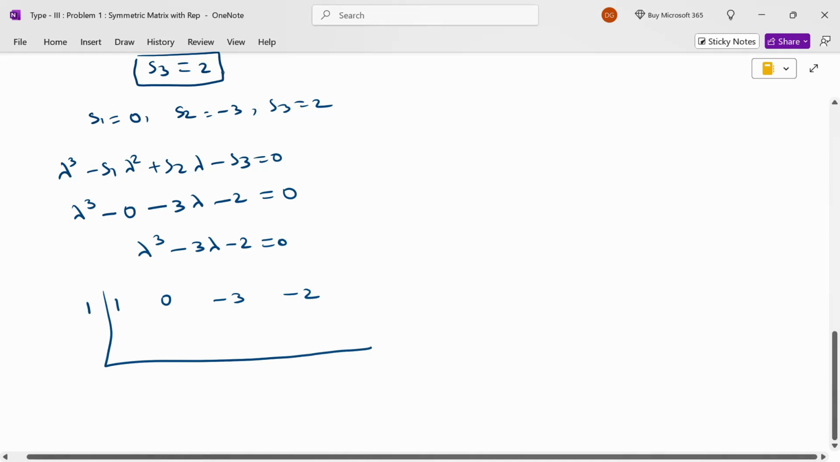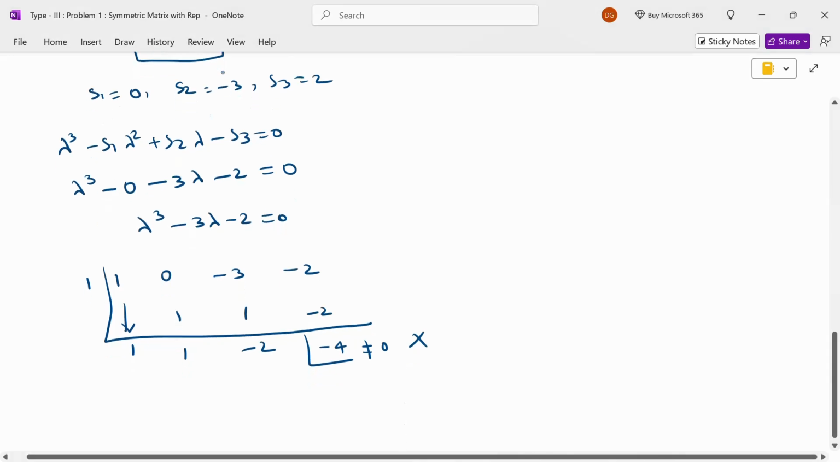When I take 1, write directly here 1. 1 into 1, 1. Now you add this to 1. 1 into 1, 1, minus 2. 1 into 1, minus 2, then minus 4. When it's equal to 0, then it's one of the roots or one of the eigenvalues. When it is not 0, this is not your eigenvalue.